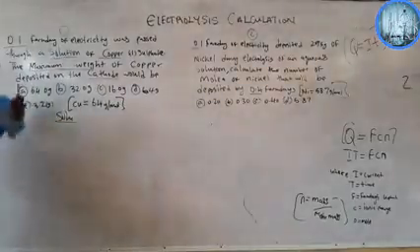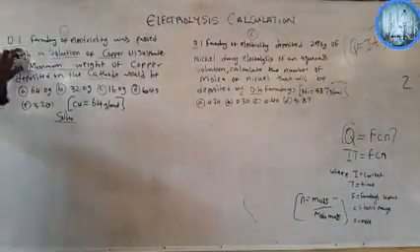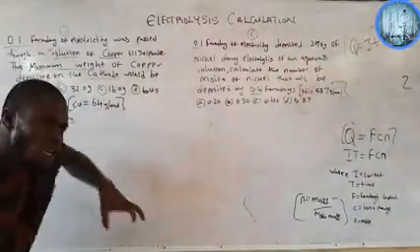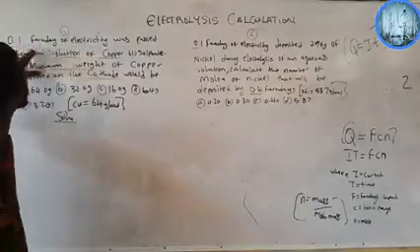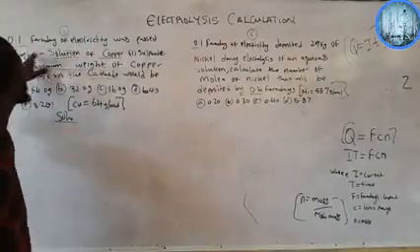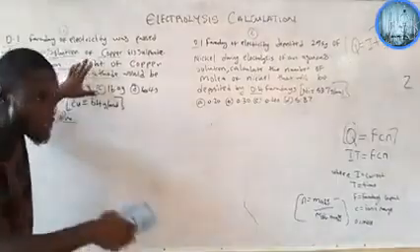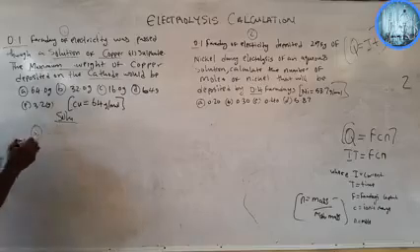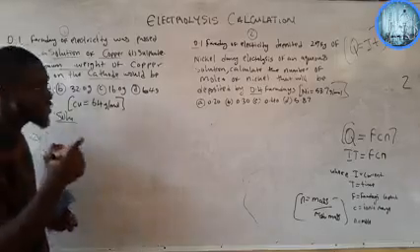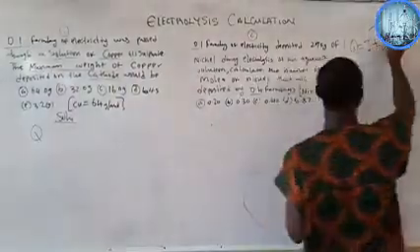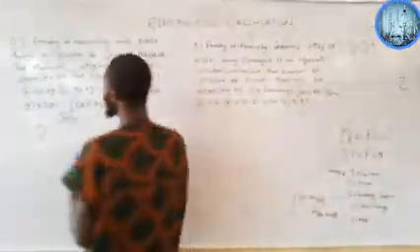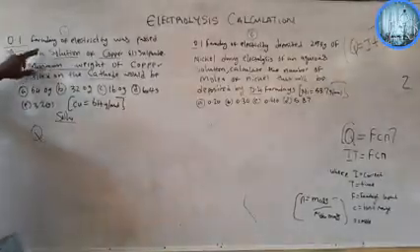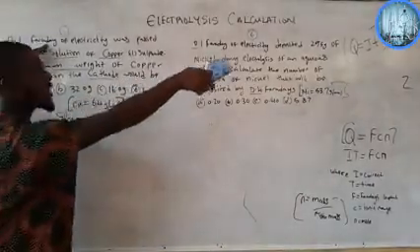It says 0.1 Faraday of electricity was passed through the solution, that is the electrolyte. In this situation, the quantity of electricity was not given to us in coulombs. Quantity of electricity is measured in coulombs, as I said in the previous video, but in this case it was given to us in Faraday.